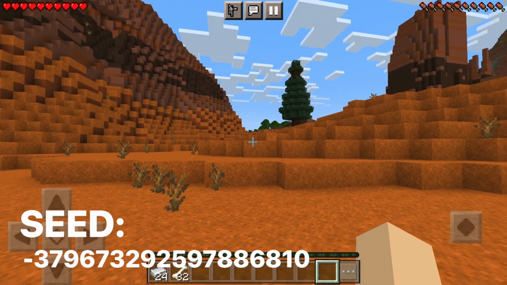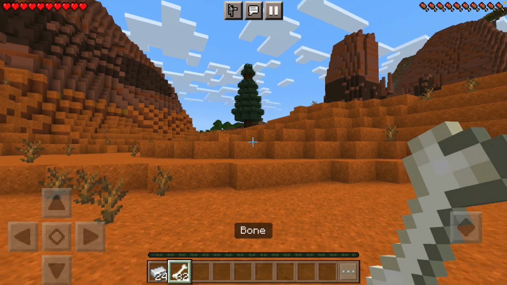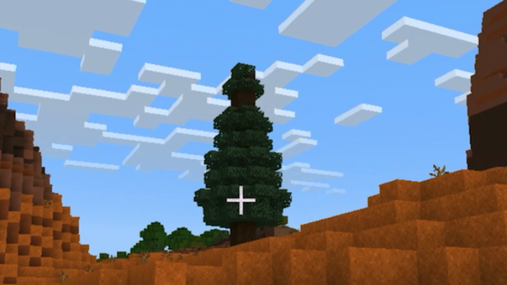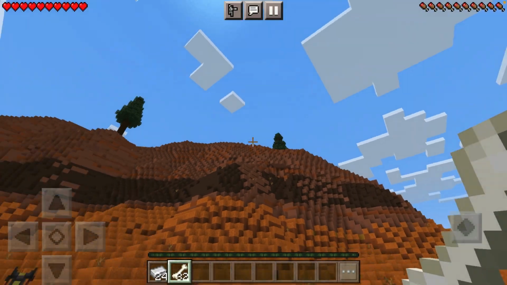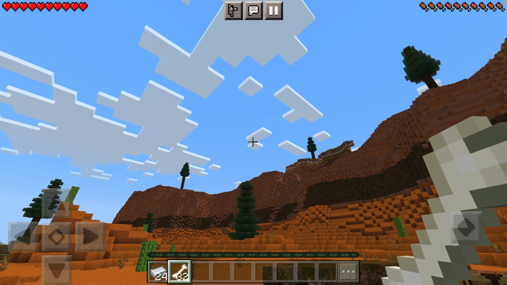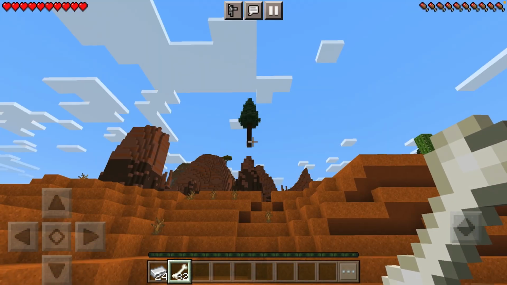I guess I'm in the Mesa biome now. And for some reason, I got a bunch of iron ingots and some bones. I'll probably use them for something later. Is that tree supposed to be there? Okay, so I think some parts of the previous world teleported with me. It's kind of a good thing because I got these blocks right here. And that tree is just floating.